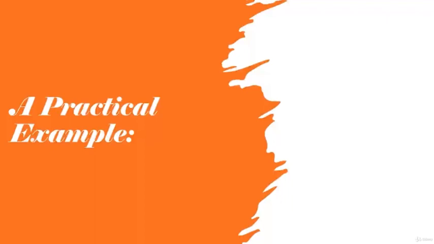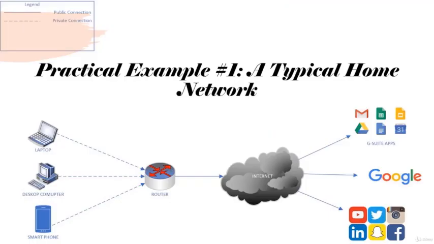So now let's go into a quick practical example. Here's a quick Visio diagram that I put together for you guys so you can understand what your home network might look like. Let's say you live in an apartment by yourself. You have a smartphone, a desktop, a laptop, and that's about it. Maybe you have a smart TV, but I didn't want to put that on here.